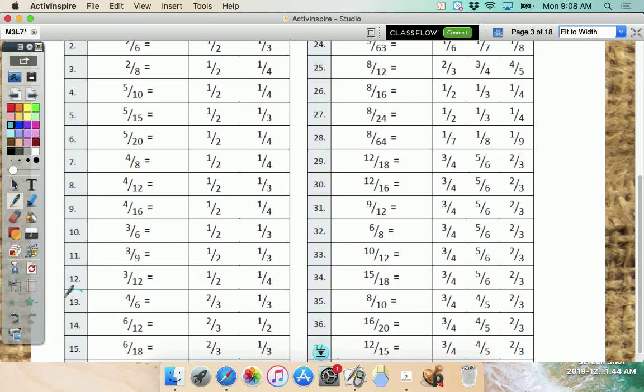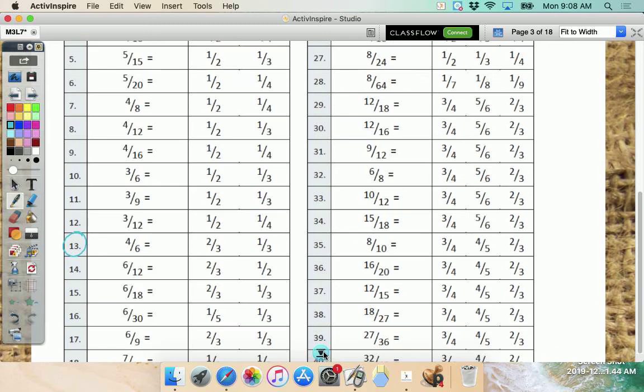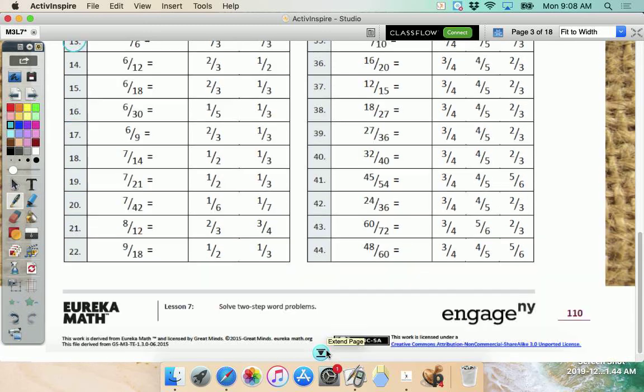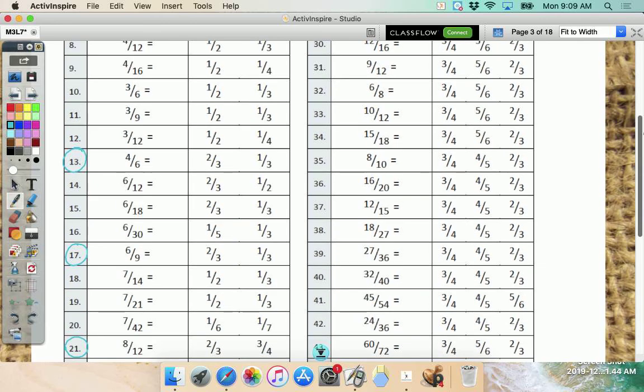Number 13, and you'll see why in a minute. Let's just keep going down and keep circling. And then I want to circle number 17, number 21. Did you get those circled? Okay, because I'm moving on back up to the top.